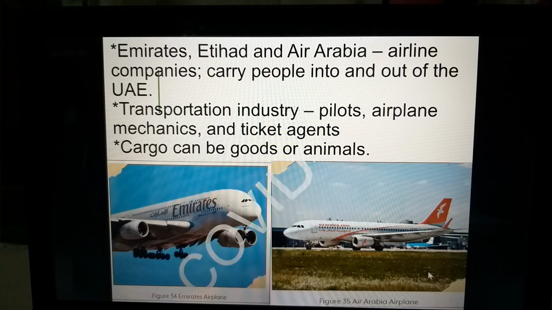What airplanes do you see? Yes, they are Emirates airplane and Air Arabia airplanes. Okay. Airplane companies such as Emirates, Etihad, and Air Arabia have many planes that carry people into and out of the UAE. Pilots fly airplanes that carry passengers and cargo.